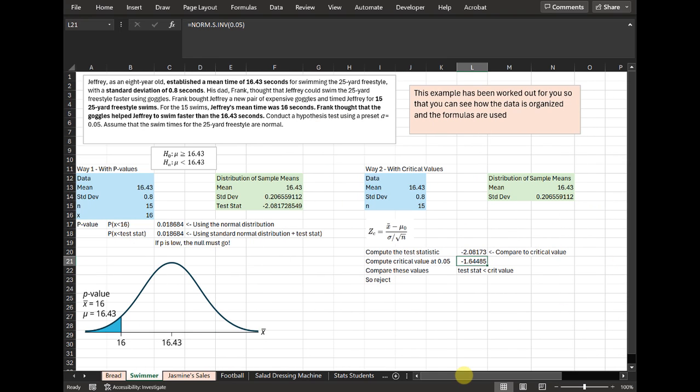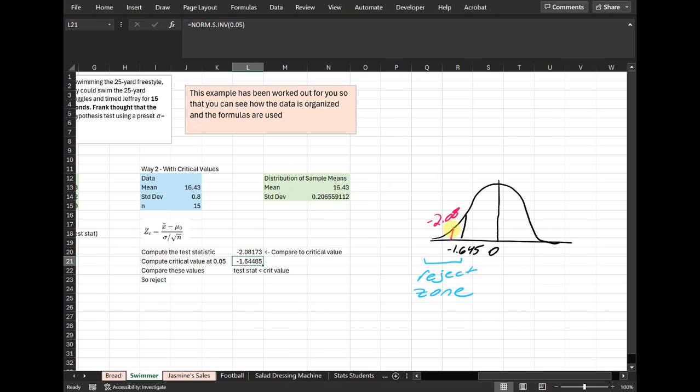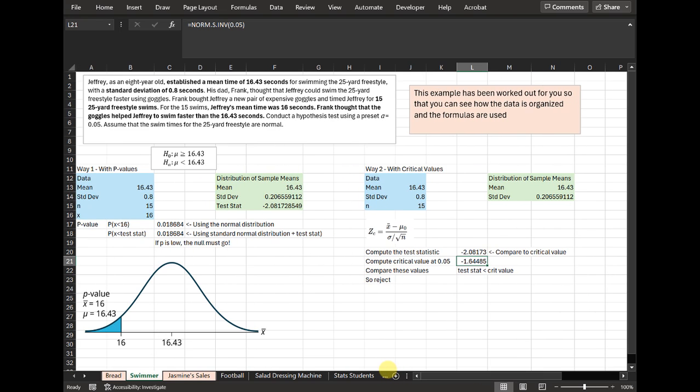So there are two different ways to go about this. With a p-value, if your p-value is under your alpha value, so less than 0.05, then you reject. Or with a critical value, if your test statistic falls in the reject zone relative to your critical value, it's also a reject. So it's the same and it's the same. They really are the same technique. It's just a different way to think about it.